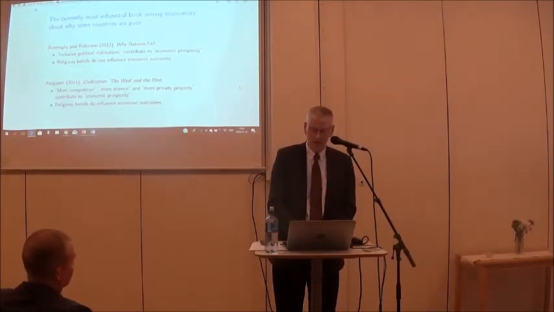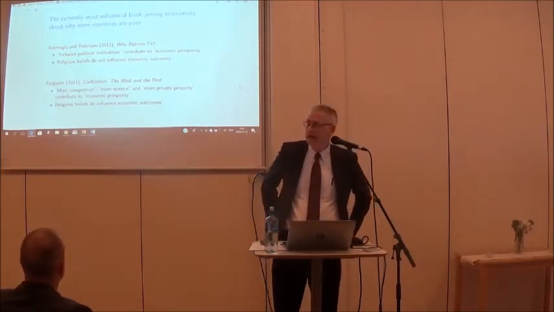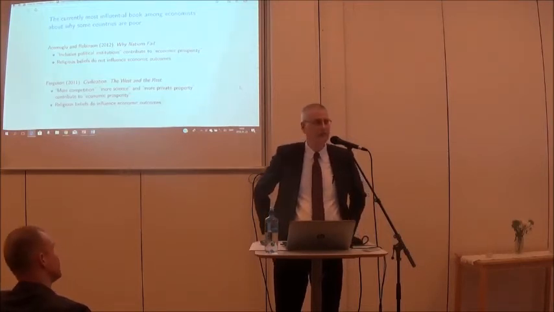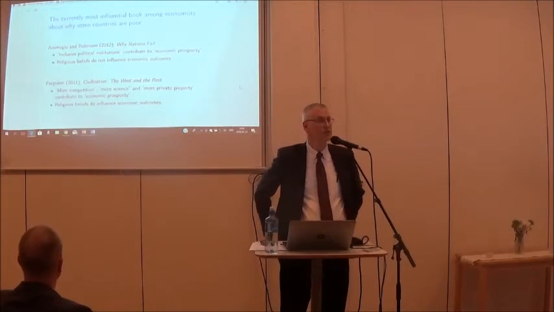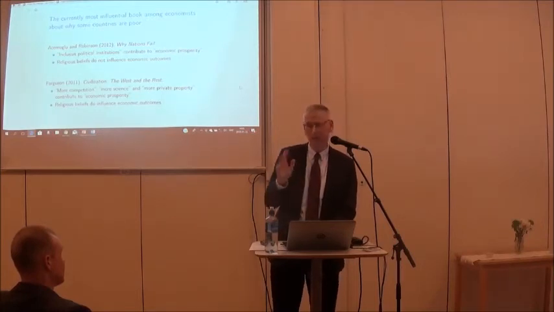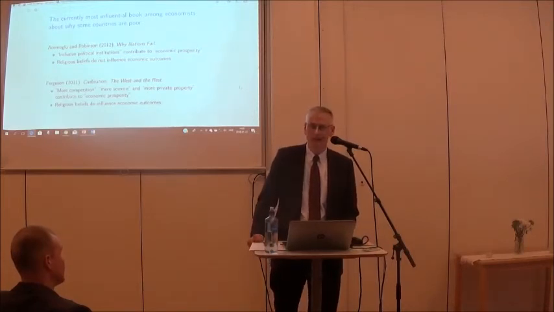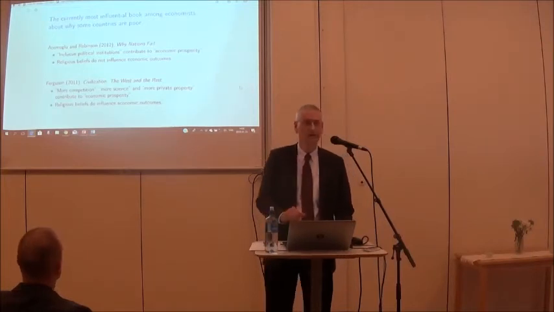The currently most influential book among economists about why some countries are rich and other countries are poor is actually not Niall Ferguson's book Civilization: The West and the Rest. It's a book I like, but it's not the currently most influential book. I would say, based on my experience, in particular my experience at Stockholm School of Economics, talking with other professors, supervising student master theses and other activities, a book by Daron Acemoglu and James Robinson is the most influential book right now among the professional economists.